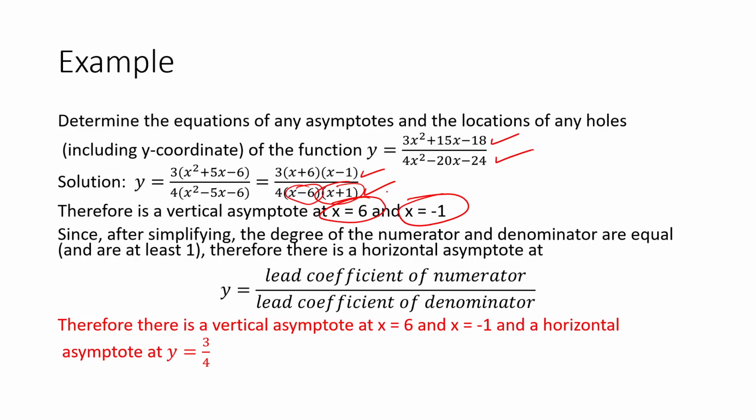Now, after we simplified, we see that the degree of the numerator and degree of the denominator are equal and at least 1. So what that means is we're going to have a horizontal asymptote at y equals lead coefficient over lead coefficient. The lead coefficient of the numerator is 3 and the lead coefficient of the denominator is 4. So this is going to be 3 over 4. So we're going to be able to say we have a vertical asymptote at x equals 6 and another one at x equals 1 and a horizontal asymptote at y equals 3 over 4.